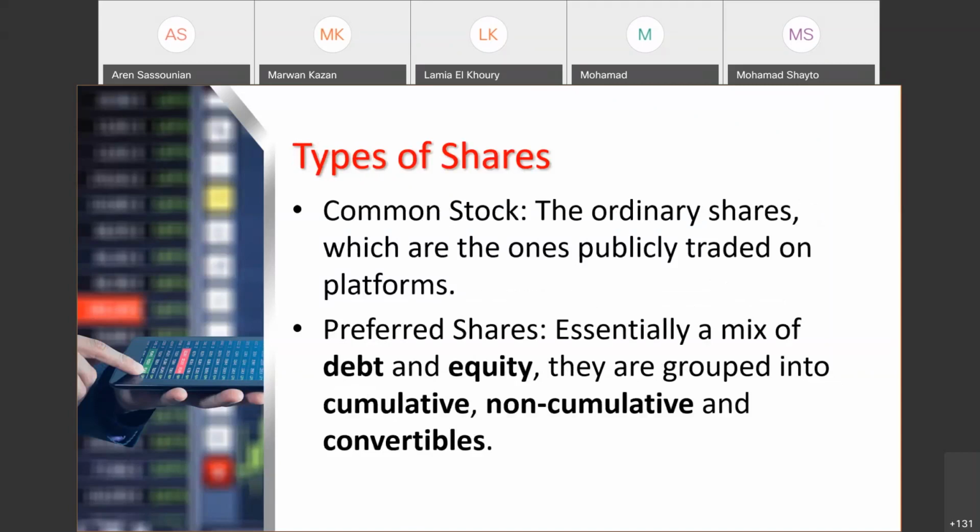So preferred shares are a different type of share. They're basically a mix between debt and equity, like we explained last time. Debt is like when you go out and take a loan from a bank, and equity is basically the ownership. So preferred shares are some sort of hybrid thing. And preferred shares are of three types: you have your cumulative, non-cumulative, and convertibles.